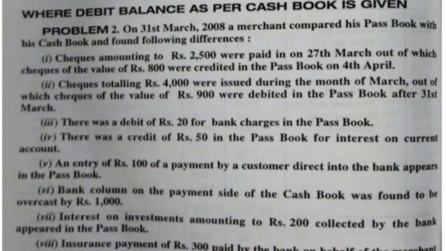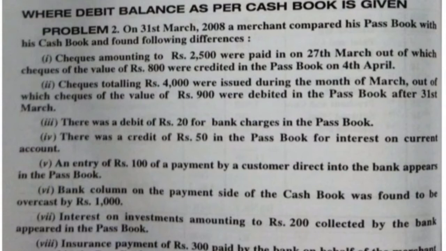Okay, fine. Yeah. Next one, seventh one. Interest on investments amounting to rupees 200 collected by the bank appeared in the passbook. Means it is a receipt to Bunty. I'll take the name of Bunty because we are using his name since our explanation started. So 200 is being credited in the passbook. So passbook balance is getting increased by the receipt of 200. So the 200 should be added to the debit balance as per cash book in the PRS.